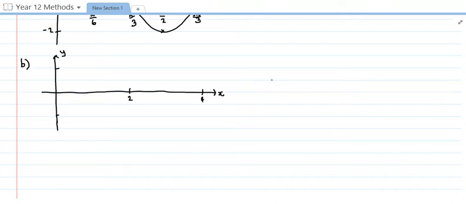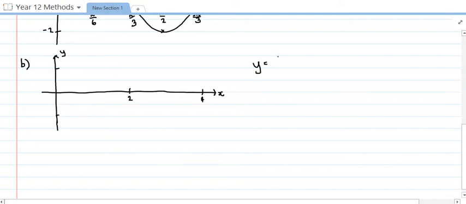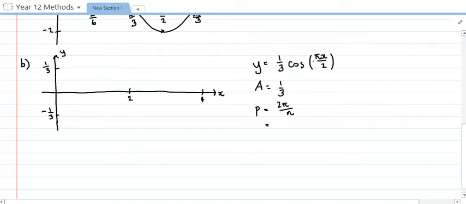Right, I'm just going to start with this example again. So the equation was y = 1/3 cos(πx/2). So we can say that the amplitude is 1/3, which is why it's going up to 1/3 and down to -1/3. Also, the period is calculated as 2π over n. So in this case, n is just π/2. That's what is multiplied by the x here.